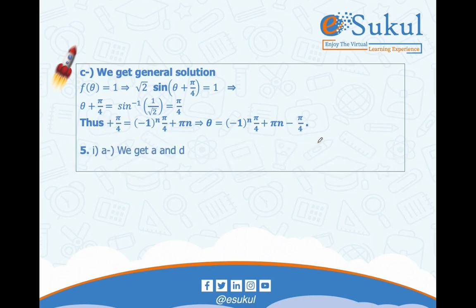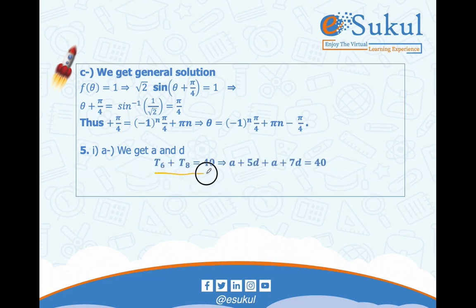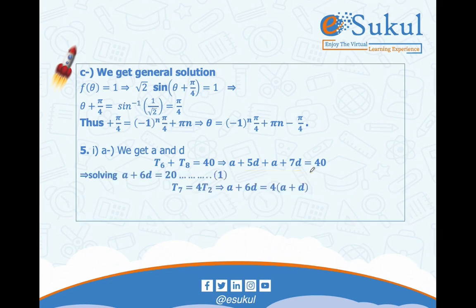In question 5, we have sequence and series, where we are told that the sum of the 6th term and the 8th term of an AP is 40, and the 7th term is 4 times the 2nd term. So the question task is to find the first term and the common difference. A, which is the first term, and D, which is the common difference. So using our two pieces of information, we can be able to have T6 plus T8. That's their sum, and then we establish a linear equation, as you can see.